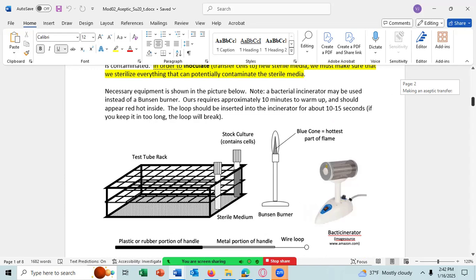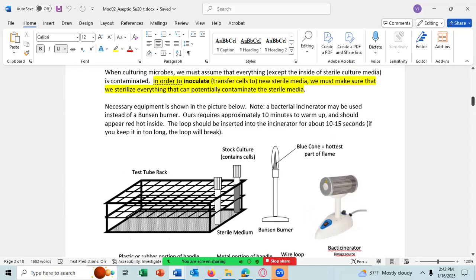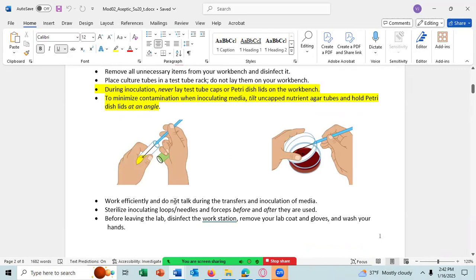All right. In order to inoculate, to transfer cells to new sterile media, we must make sure that we sterilize everything that can potentially contaminate the sterile media. Oh, and let me state that although this wasn't shown in the last lab, they did discuss it. So that's why it was asked in the last lab.